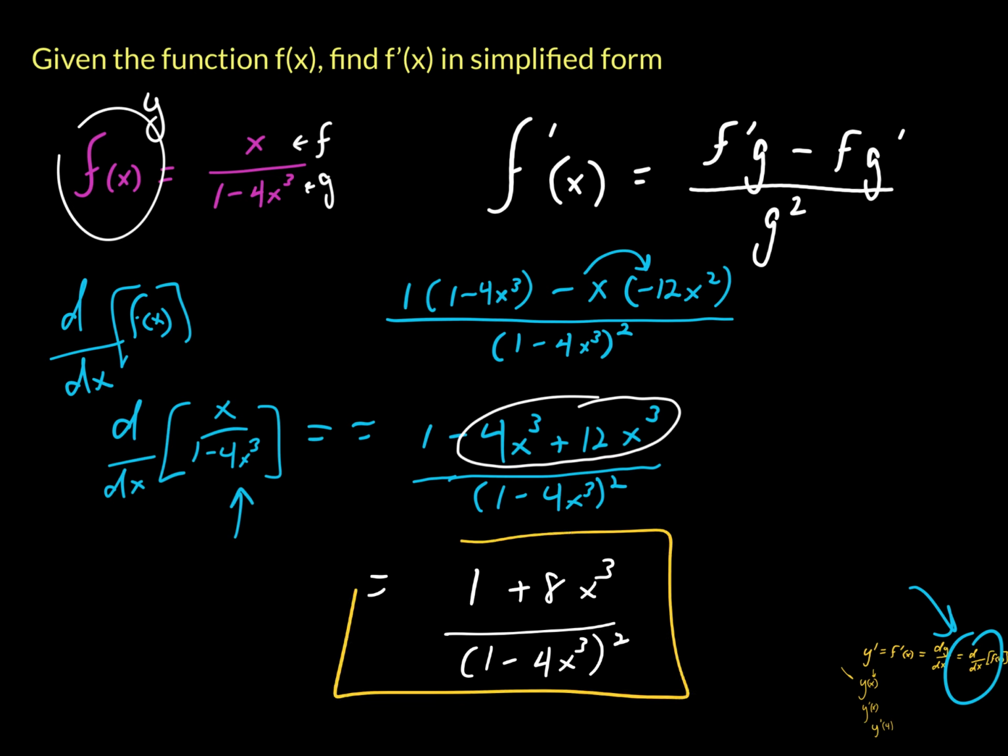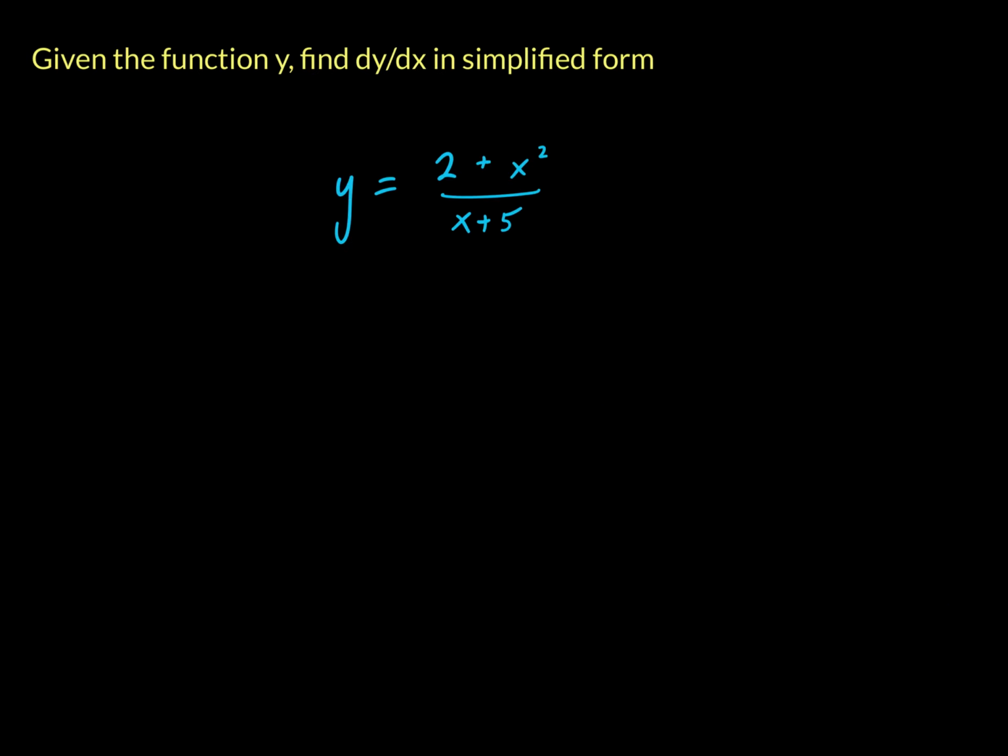Simplest form, what a lot of you are going to want to do is this. You see this and you might want to multiply it out, 1 minus 4x cubed times itself. But remember, Delta Math is saying simplified form. So simplified form is leaving these factors like this, okay? Just leaving it this times itself squared. You're done. Let's try this one now.